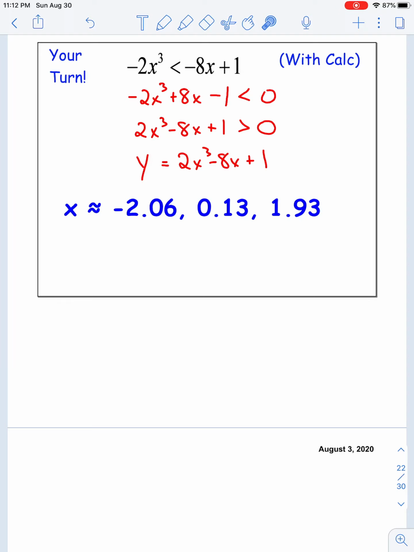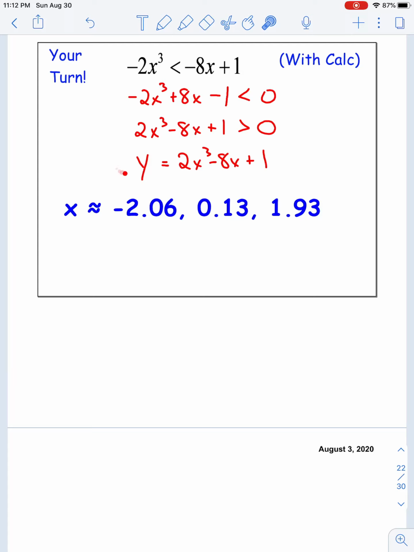And so now, in the next one, same thing. We've got to bring everything over to one side. It'll be negative 2x cubed plus 8x minus 1 less than 0, but we don't like that first term to be negative. So we're going to multiply everything by negative 1 and get positive 2x cubed and a negative 8x and a positive 1, but we have to switch the sign around on the inequality. Now it's greater than 0.